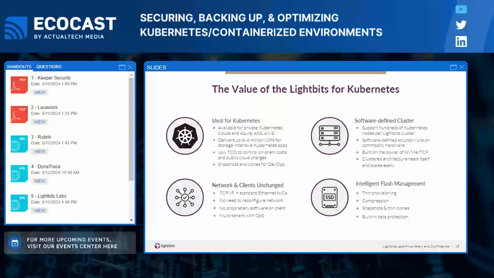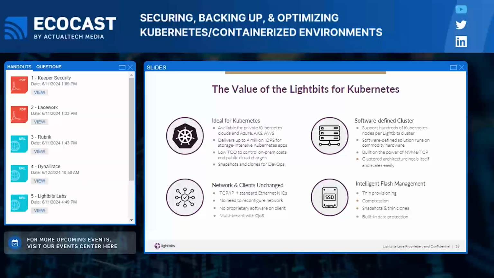You've got snapshots and clones for DevOps, obviously thin snapshots and clones, so you're not taking up a bunch of storage on the storage backend just because you want to do DevOps, right? Everything is thin, so you won't even really see a huge performance or a huge capacity increase when you're running your CI/CD pipelines. We are fully software defined, being able to support thousands of Kubernetes nodes per Lightbits cluster, with tens of thousands of volumes or persistent volume claims on a single Lightbits cluster.